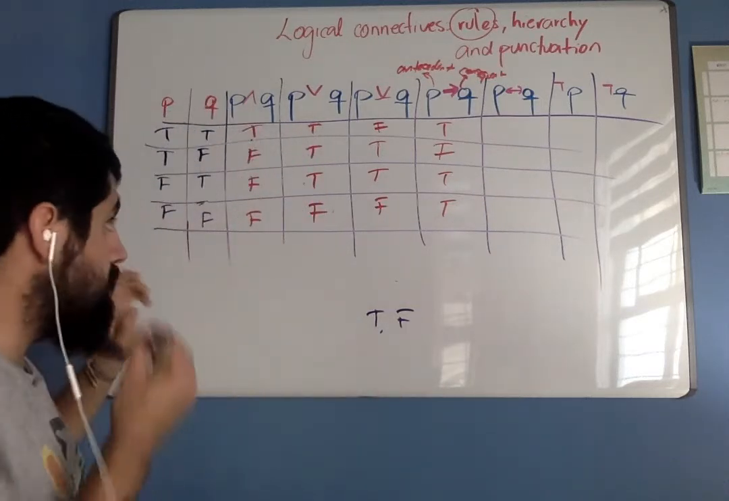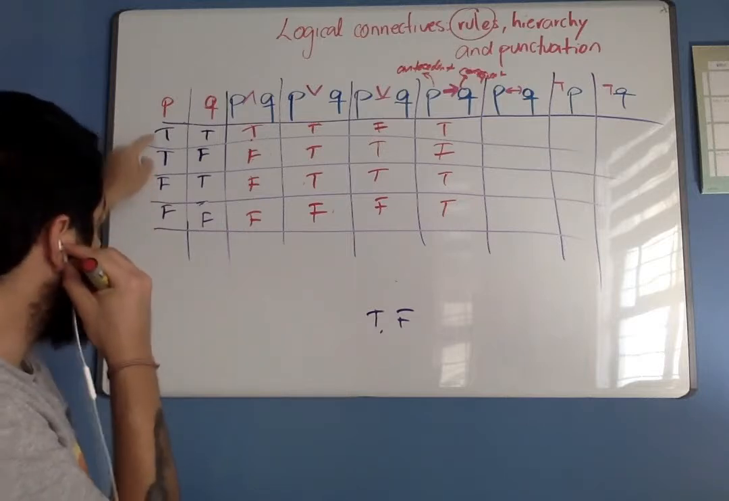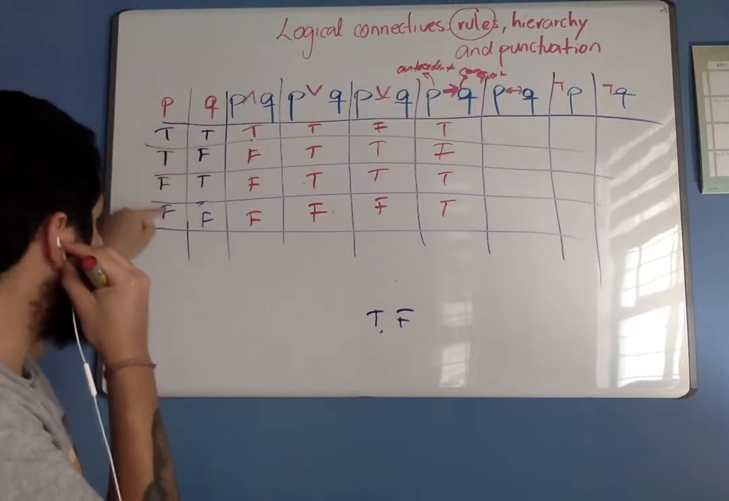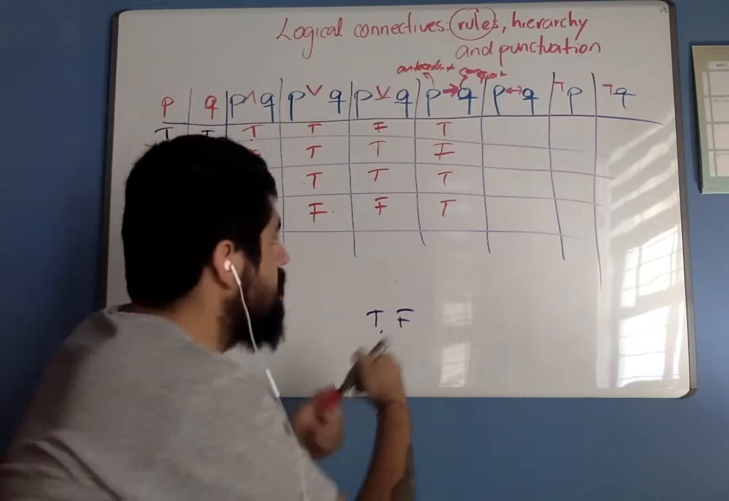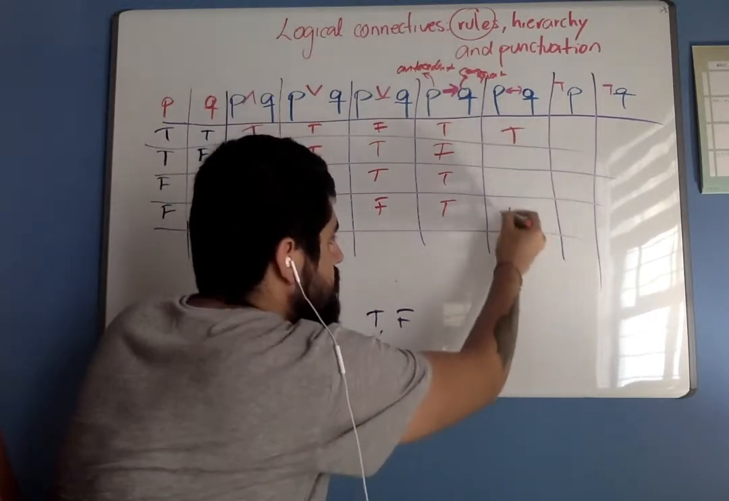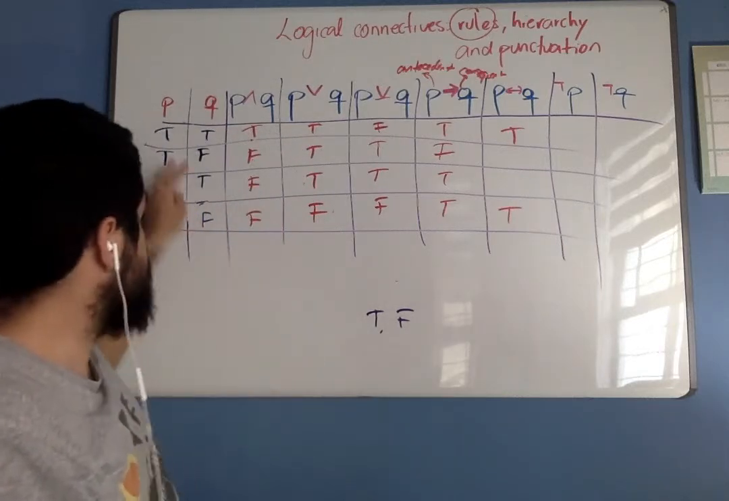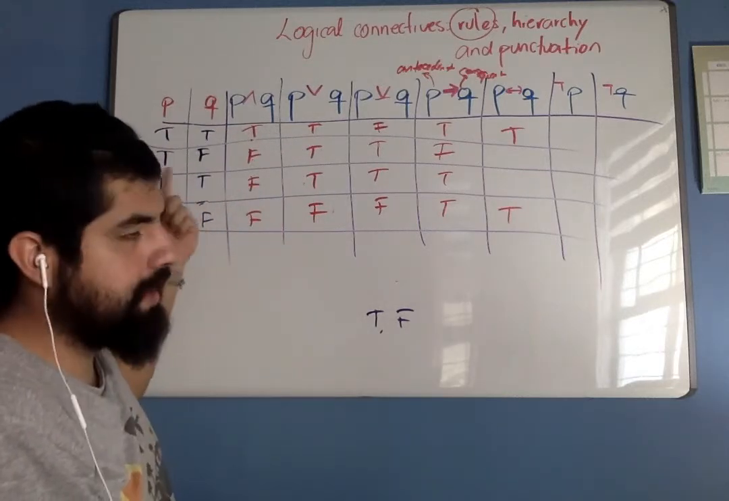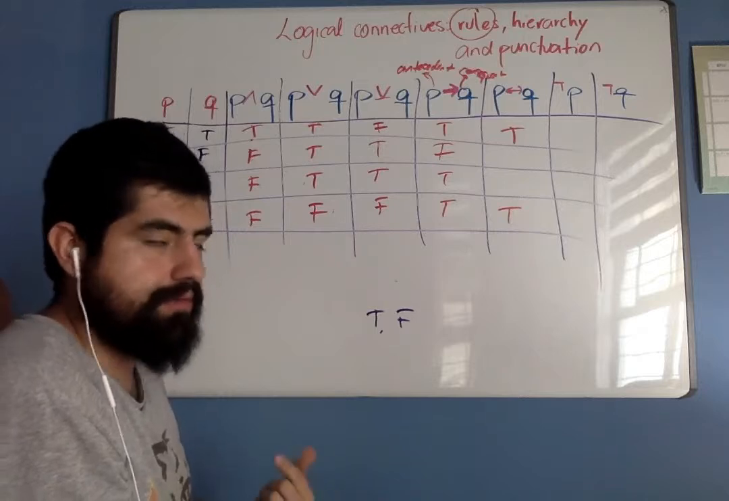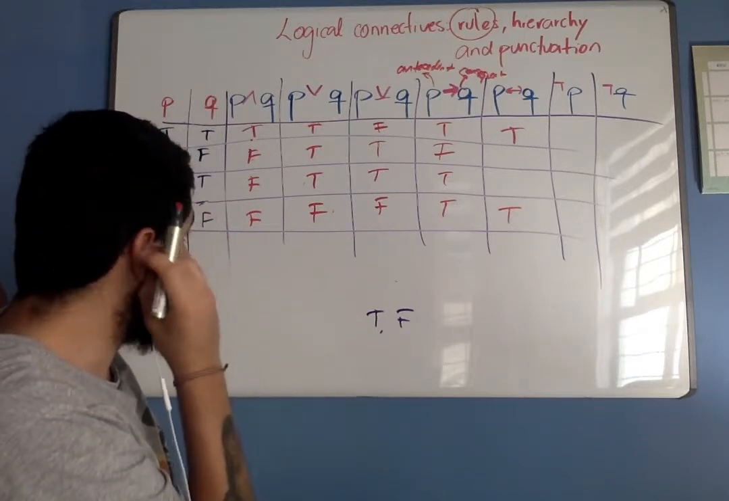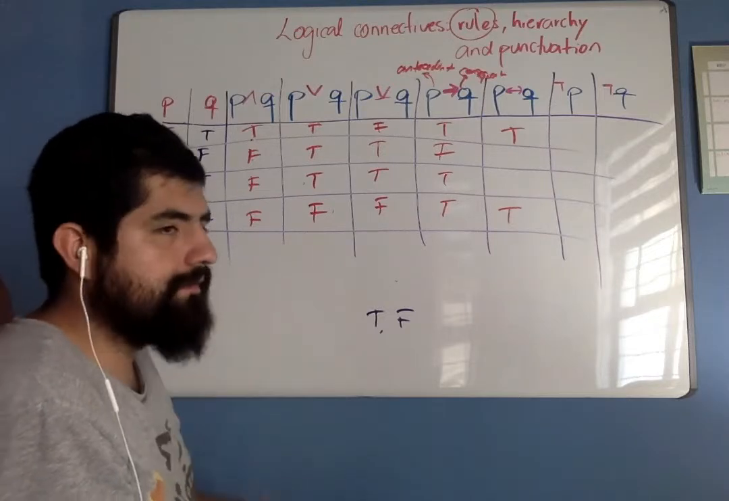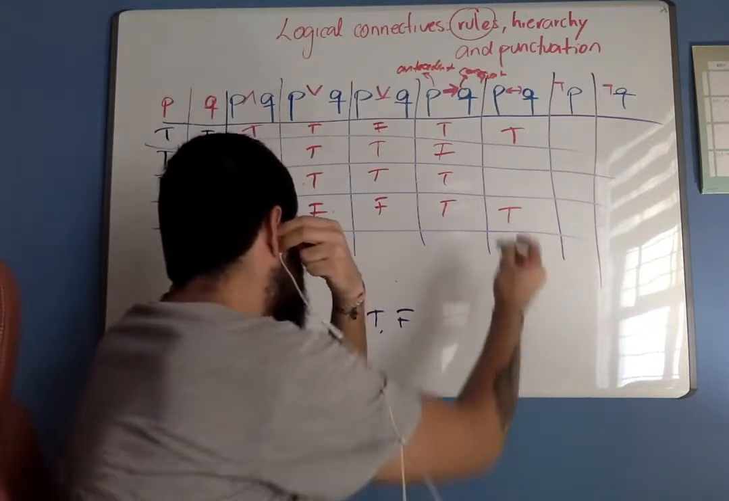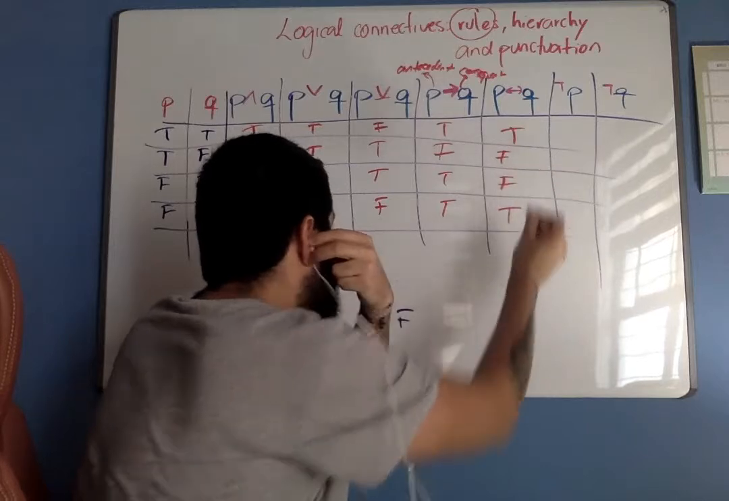For example, in which cases does that happen? In the first one, true and true, and in the last one, false and false. So this is true, and this is true, because in both cases P and Q have the same values. In the middle scenarios, P and Q have different values. Therefore, this is false, and this is false.